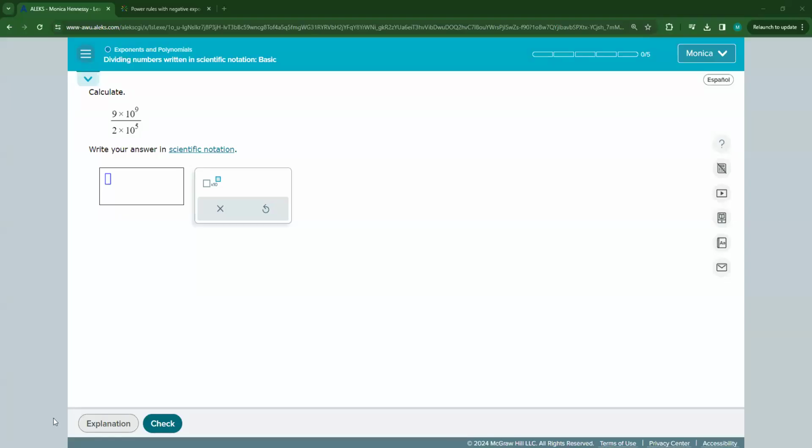Okay, so dividing numbers written in scientific notation, we're going to keep thinking of them as two separate parts. So I have 9 times 10 to the 9th, divided by 2 times 10 to the 5th. So I really can think of it as 9 times 10 to the 9th, divided by 2 times 10 to the 5th. All right, so I can think of the coefficients, so 9 divided by 2. I want to think of that as a decimal.